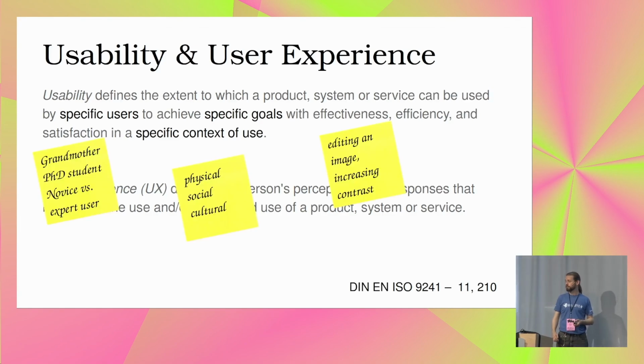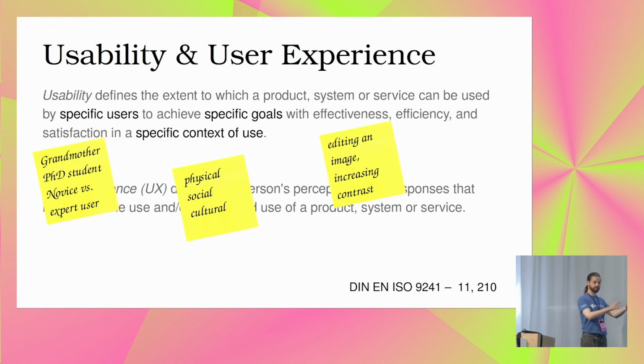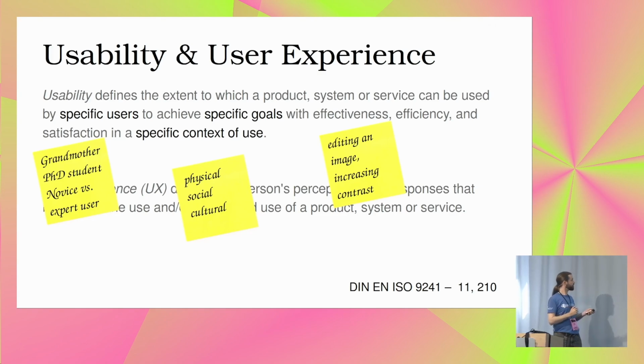If we look a little bit more closely at usability, we basically have three parts that are important for us. One is the specific user. I think yesterday or the day before, somebody on stage said they want their application to be usable by basically everybody. And I'm always a little bit worried when I hear that. If it's everybody, it's your grandmother, a PhD student, a novice user, or maybe also a very experienced user. Those are very different user groups, bringing lots of different backgrounds, having maybe different goals.